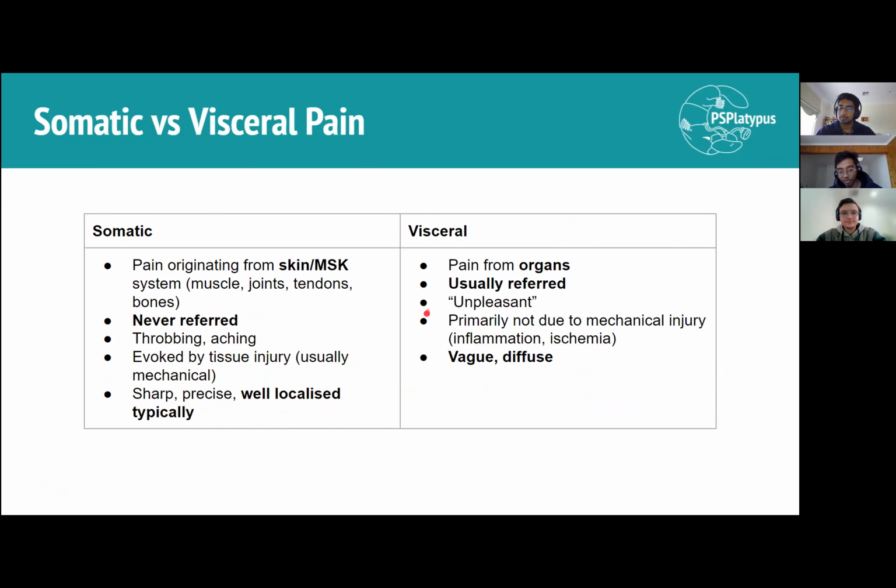And everything's the opposite for visceral pain. It's from organs, and it's usually referred to the skin. We're going to talk about referred pain on the next slide. It's difficult to characterize. It's not really throbbing or aching, sometimes just an unpleasant sensation. It's not primarily due to mechanical injury. It's more like inflammation and ischemia, which is still tissue injury, but not mechanical. And it's also pretty diffuse, vague, and hard to localize.